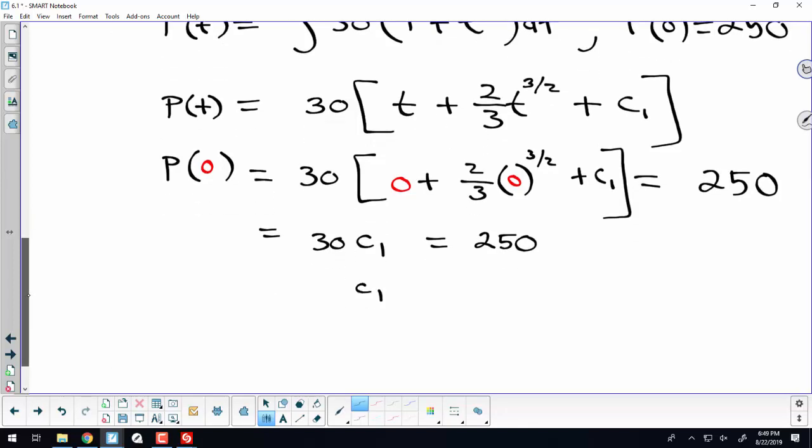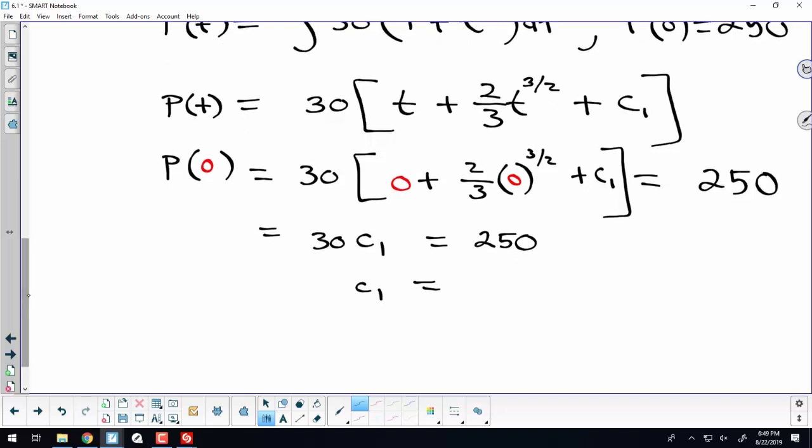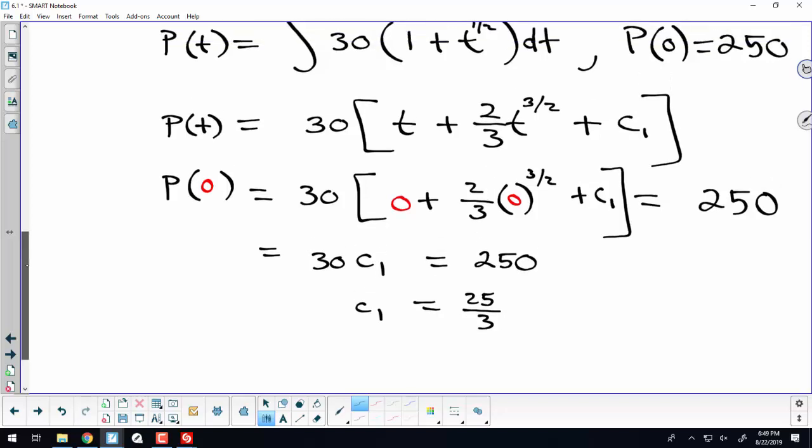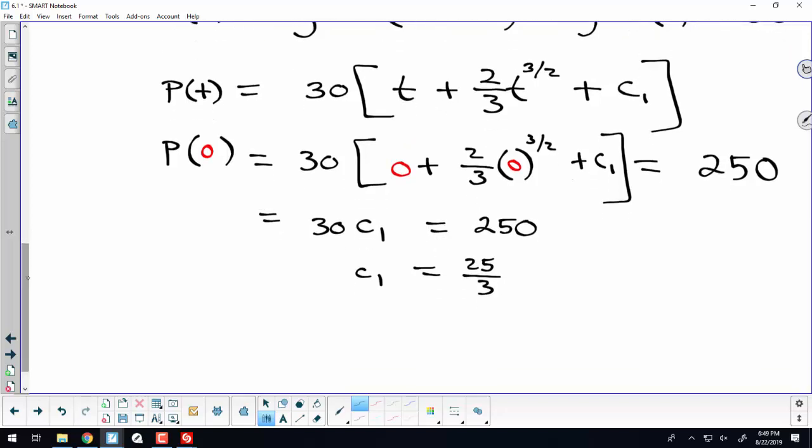Well, what do we have? C1 is 25 over 3. No, I guess we can leave that. Well, let's look at it this way. If we put it back in here like that, remember that C1 is going here. This, and we have all of this stuff times 30.